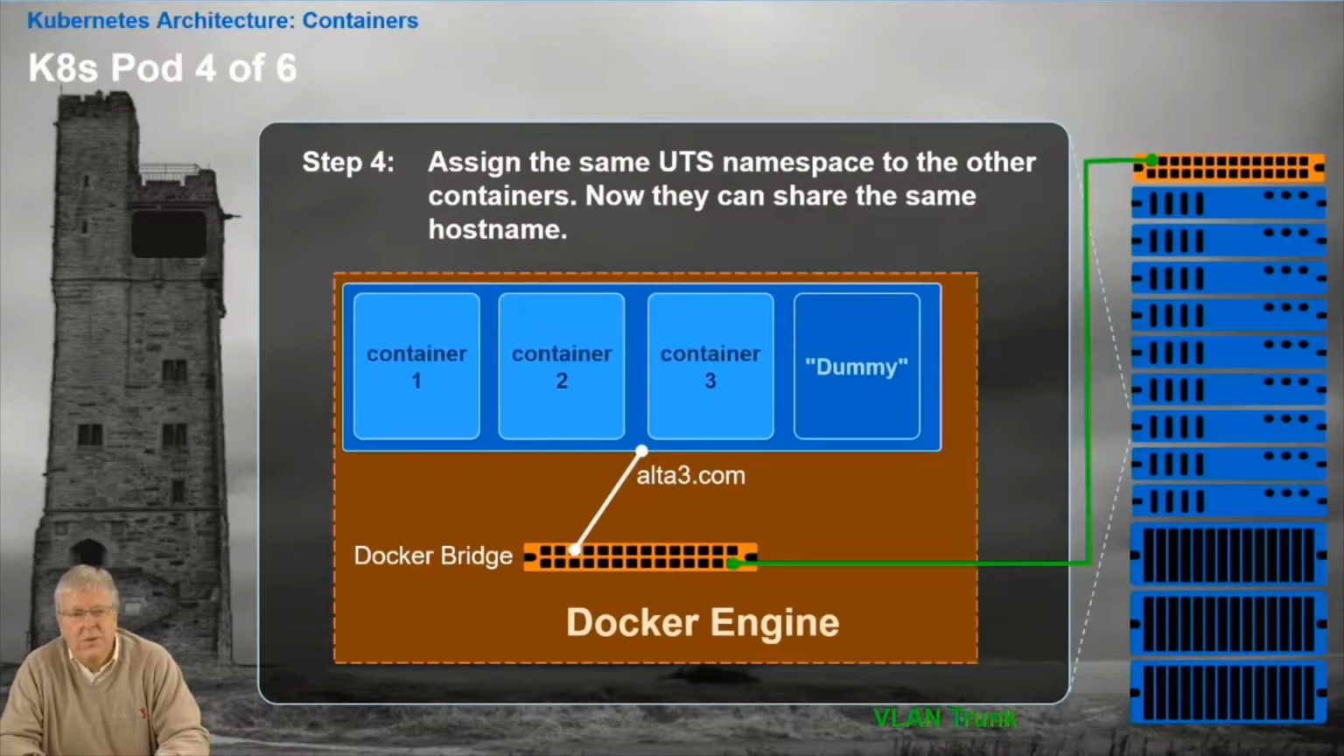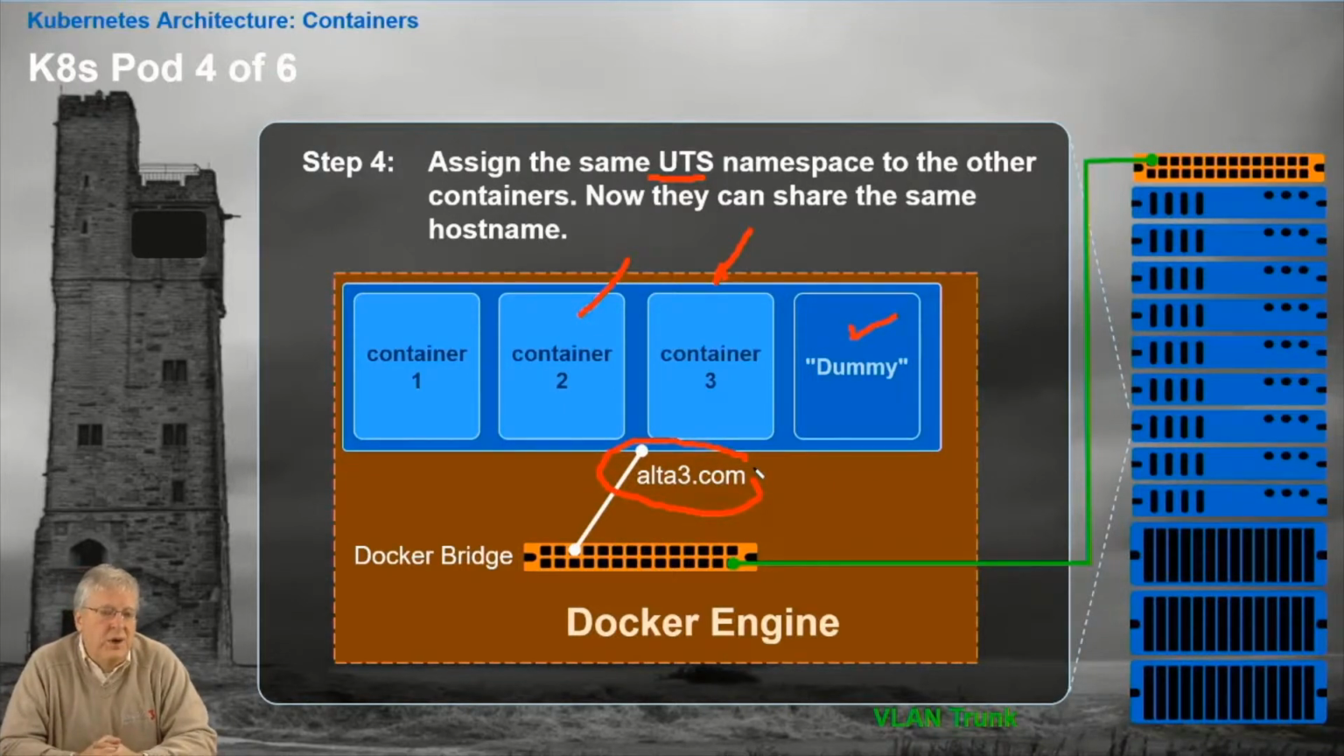Let's continue with effectively the last of the major steps, and that's to get the Unix time system namespace that we just take from dummy and overwrite containers 1, 2, and 3. As soon as we do this, then all of these containers, including the dummy container, are sharing the alta3.com hostname.